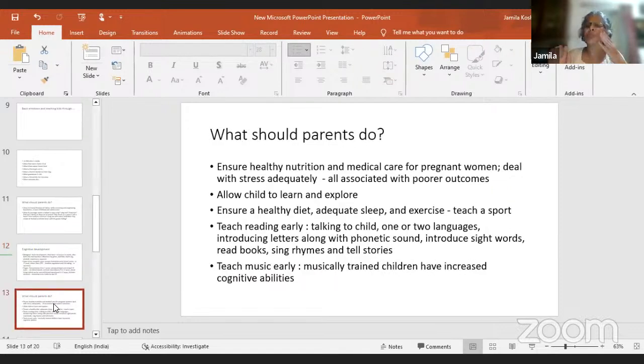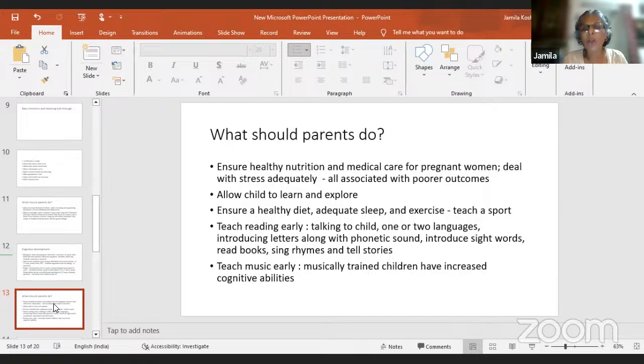Okay, so how should parents ensure that the child gets the best cognitive growth that they can possibly get? Well, the first thing is to start with pregnant women and very early nutrition for children. We have to ensure healthy nutrition and medical care, all right, and including deal with the stress adequately. And all these things are not very well dealt with sometimes in India and in poorer countries like ours. And this can lead to a lot of cognitive problems in children.